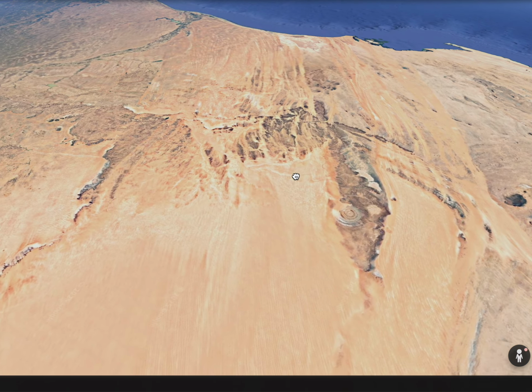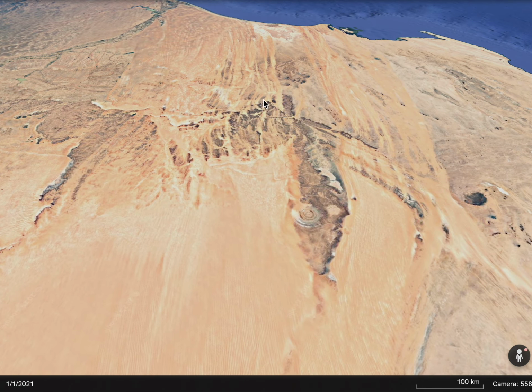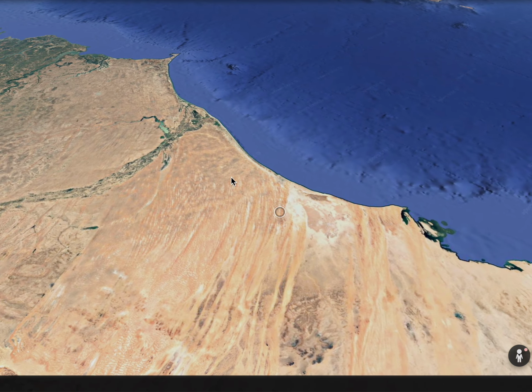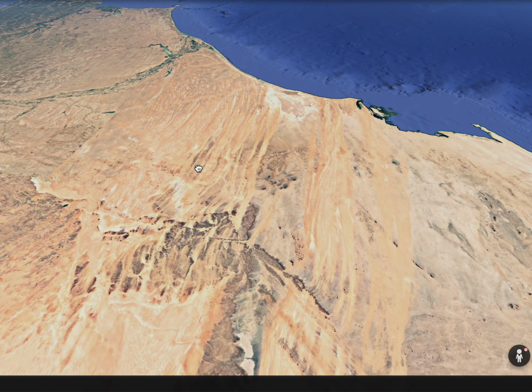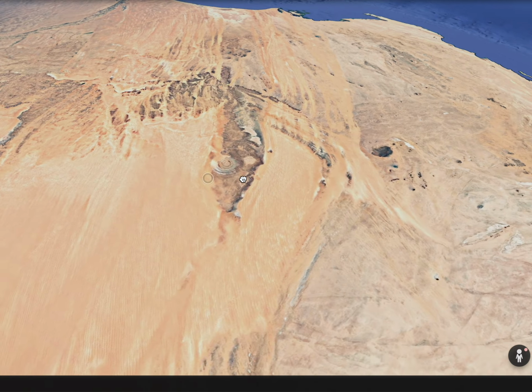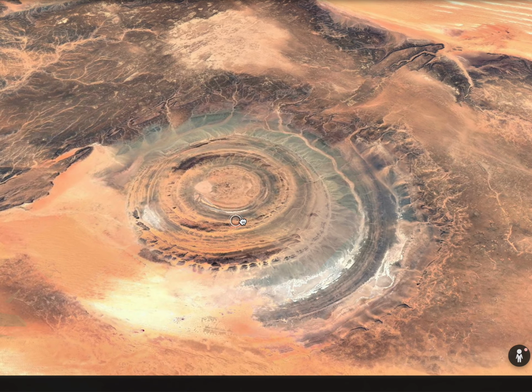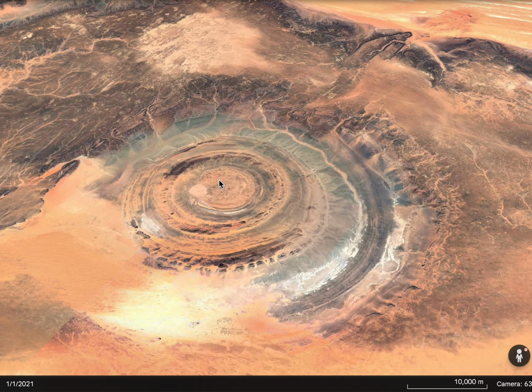And then, of course, it goes right back into the ocean where it came from. So that's the eye of the Sahara, aka Atlantis. Just kidding, it's obviously a volcanic pipe, right? So what happened with this is, this is a feature of geologic uplift.